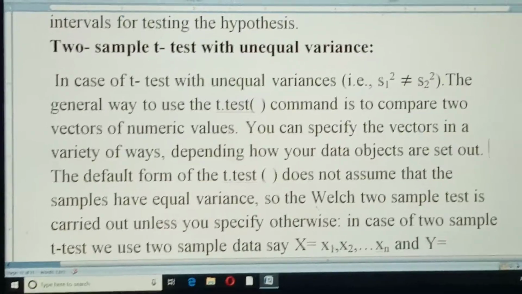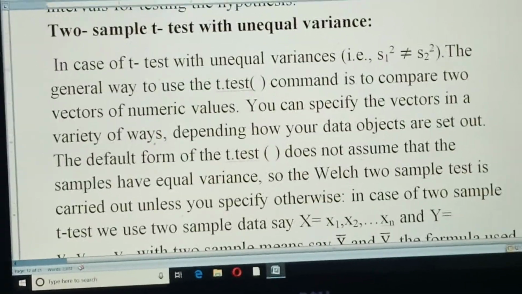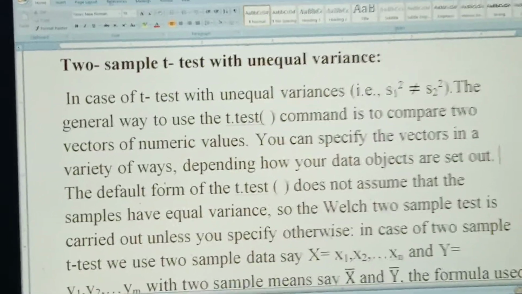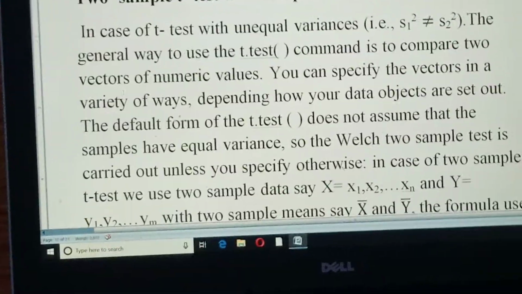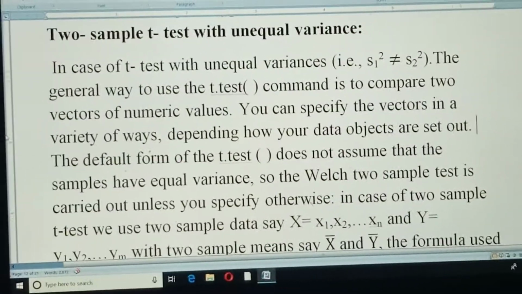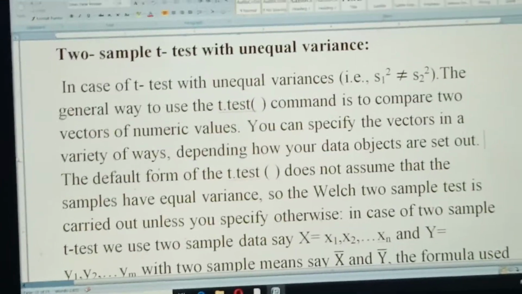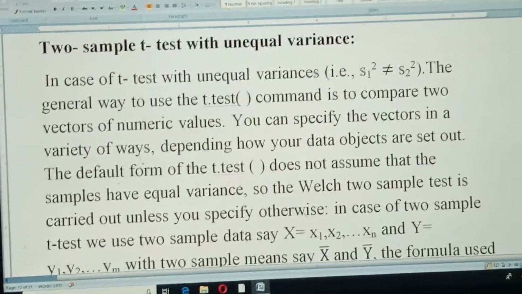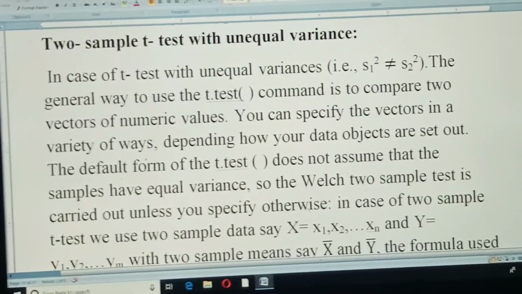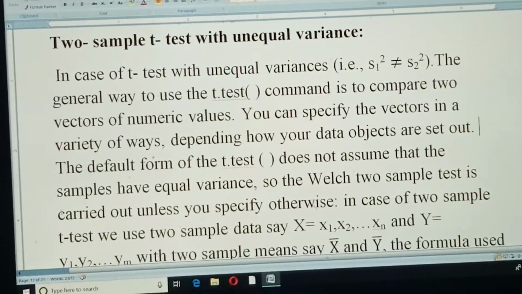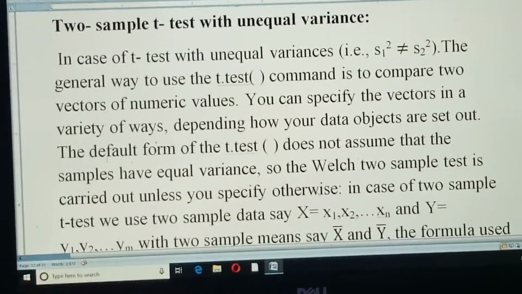Here we discuss the two sample t-test in two different formats. One is with unequal variances, that is, the sample variances denoted by S1 square and S2 square, where S1 square is the first sample variance and S2 square is the second sample variance. In the first case, we consider unequal variances, that is, S1 square is not equal to S2 square. Now let us discuss the case of the t-test with unequal variances.